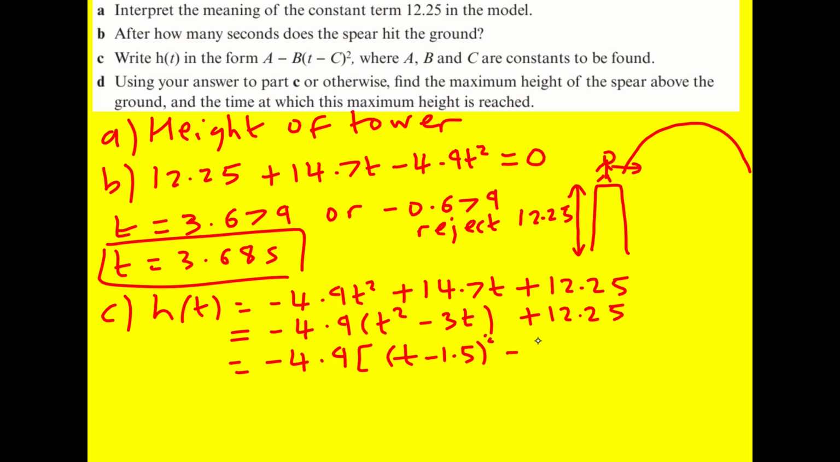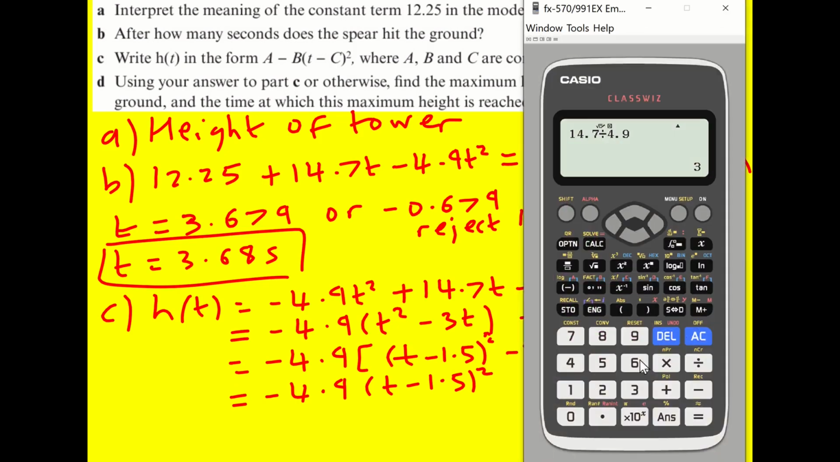Minus 1.5 squared, which is 2.25. Okay, it just gets a bit more technical, I guess, with modeling quadratics, but it is the same kind of thing that we've been doing. And then times those two together. So it's going to be double negative, 4.9 times 2.25, 11.025.